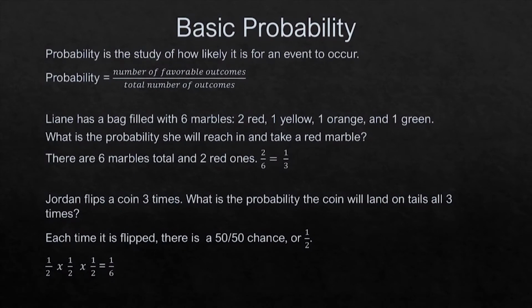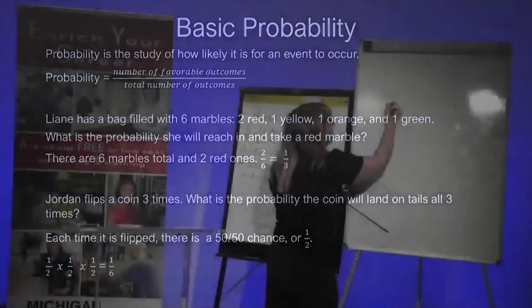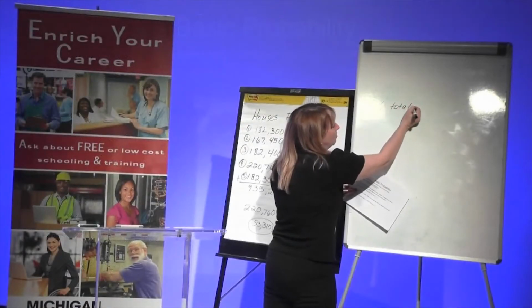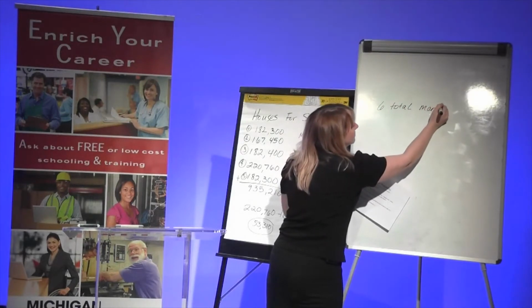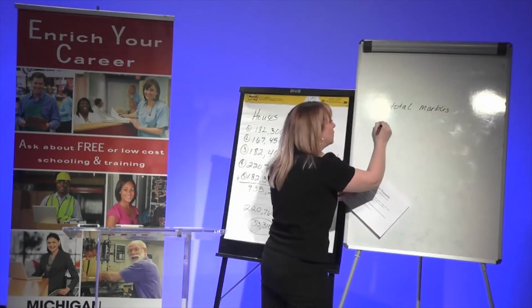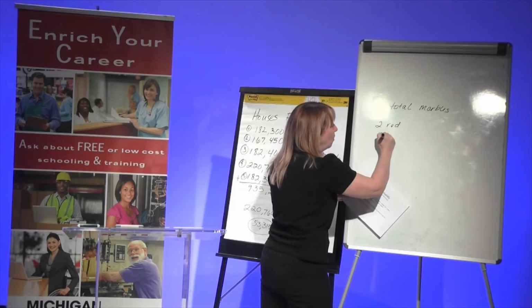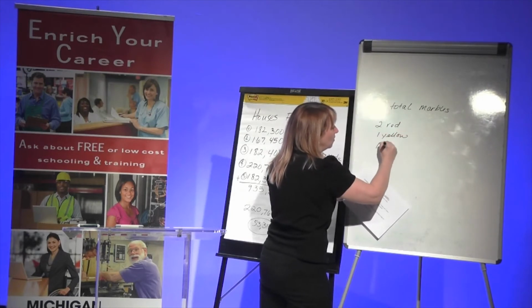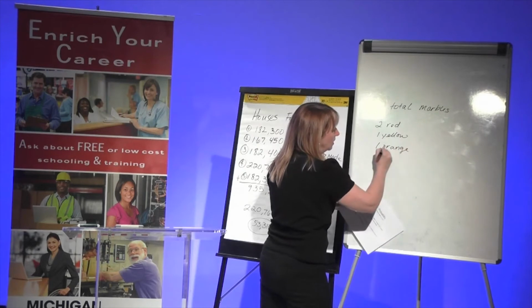So here is an example. Leanne has a bag filled with 6 marbles, and it breaks down the different colors. So we have 2 red, 1 yellow, 1 orange, and 1 green. What is the probability she will reach in and take a red marble? So again, she has 6 total marbles, and 2 are red, 1 yellow, 1 orange, 1 green.